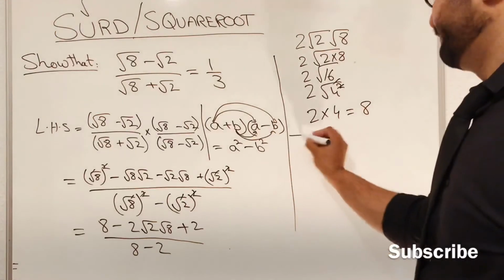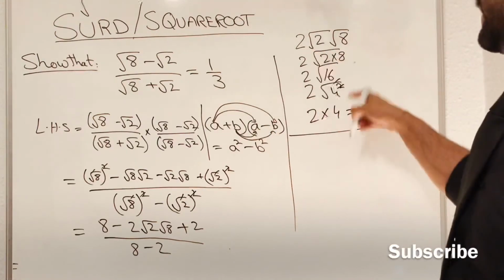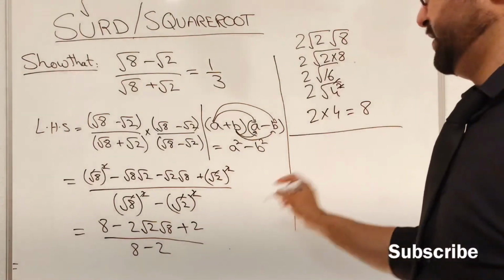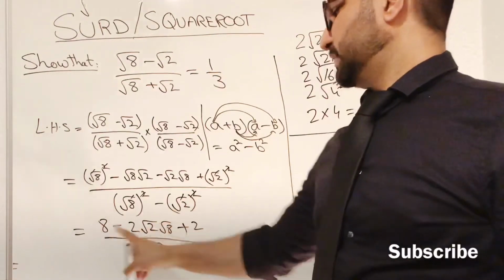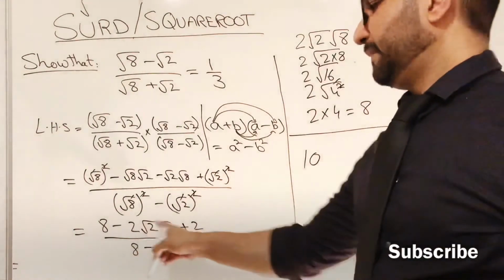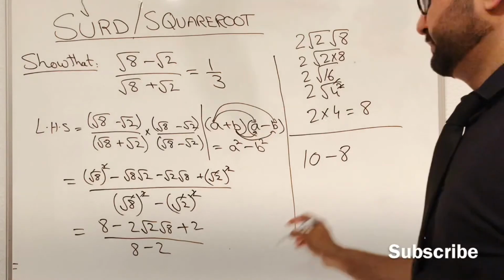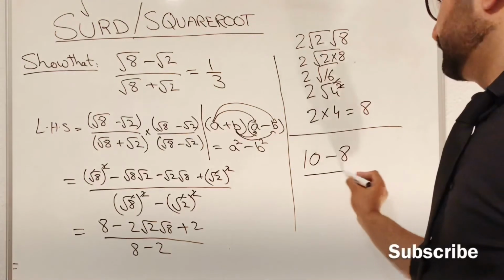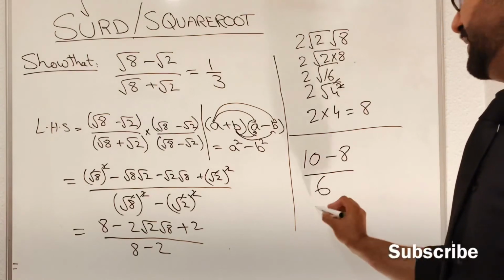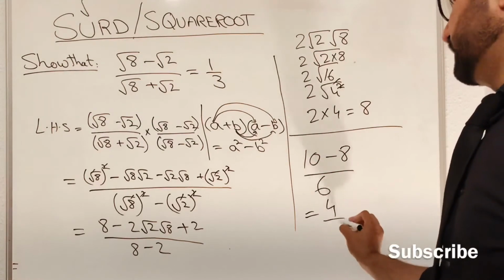That's why I just did the extra working for only that value. I can write it down here. So 8 is positive, 2 is positive, that becomes 10. And that becomes minus 8. And the bottom part becomes 6. 10 minus 8 gives you 4 over 6.